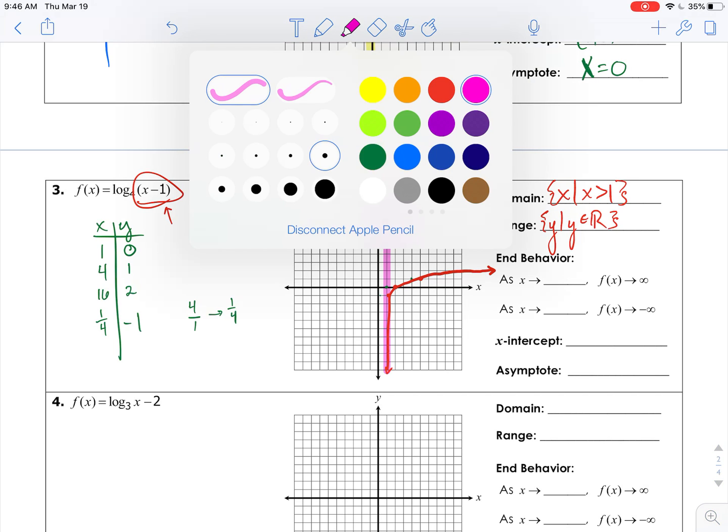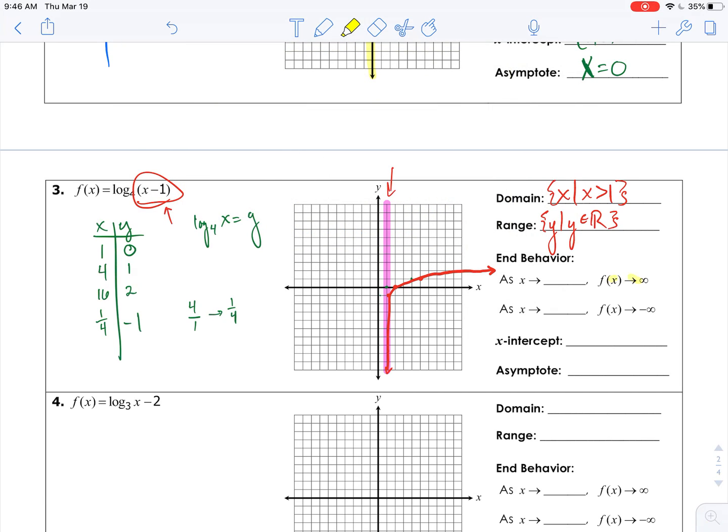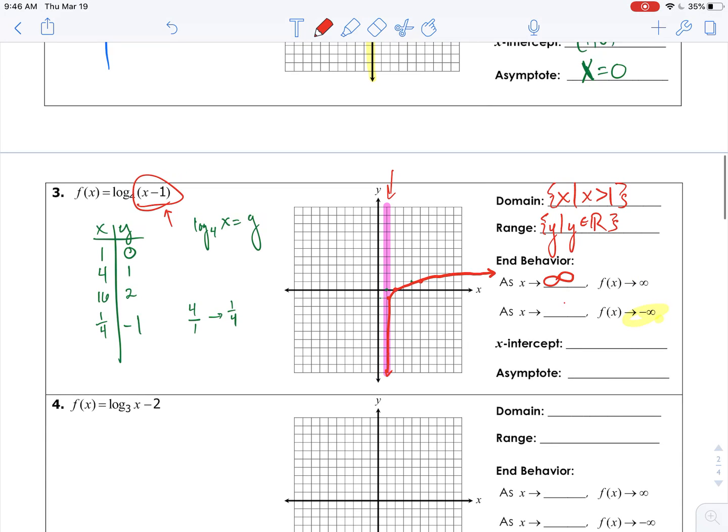And now let's see, when is my graph approaching infinity? When is it getting higher and higher up that y-axis? Well, that's as x approaches infinity. And now, when is it going to negative infinity? Well, that's as x approaches my asymptote of 1.